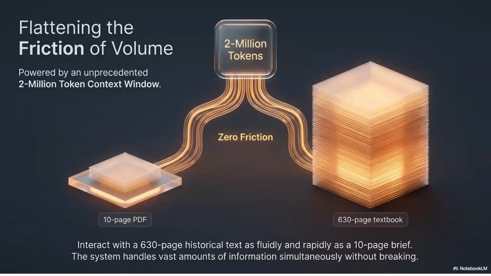So 2 million token, what is a token? Token is a small unit of the text only. And what is the context window? The context window is the maximum amount of information that AI can keep in mind. So Notebook LM can take a 2 million token context window, which means that it can read a 630 page historical textbook as fluidly and rapidly as a 10 page brief and helps us to get the information or the output.